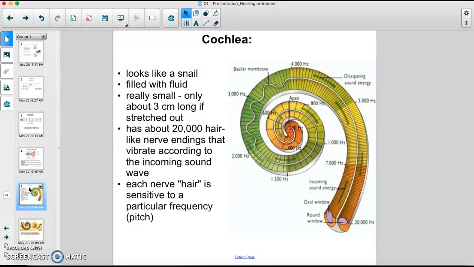So here's where those vibrations are getting translated into electrical impulses. Now, each nerve hair, per se, is sensitive to a particular frequency, a particular pitch. So, for example, the hairs over here, if you look at my cursor, are sensitive to about 5,000 hertz, a really, really high pitch. Versus in the center, you'll see about 400 hertz, so that would be a really, really low pitch.